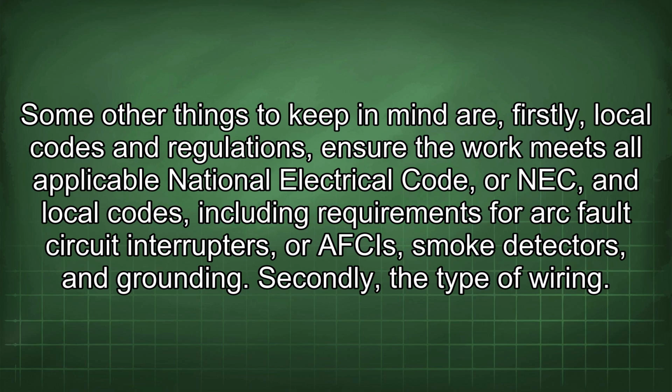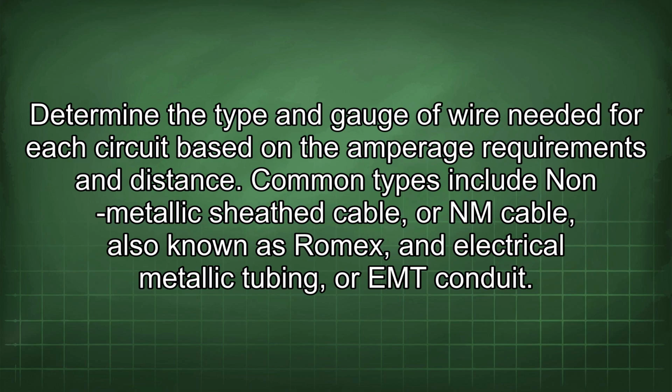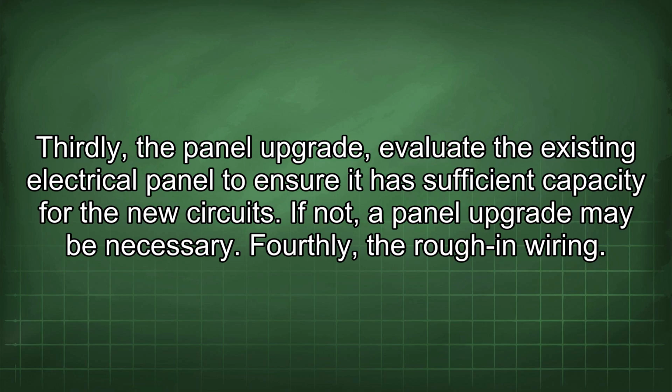Secondly, the type of wiring. Determine the type and gauge of wire needed for each circuit based on the amperage requirements and distance. Common types include non-metallic sheath cable, or NM cable, also known as Romex, and electrical metallic tubing, or EMT conduit. Thirdly, the panel upgrade. Evaluate the existing electrical panel to ensure it has sufficient capacity for the new circuits. If not, a panel upgrade may be necessary.